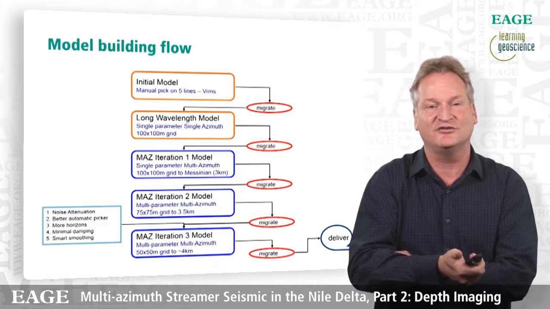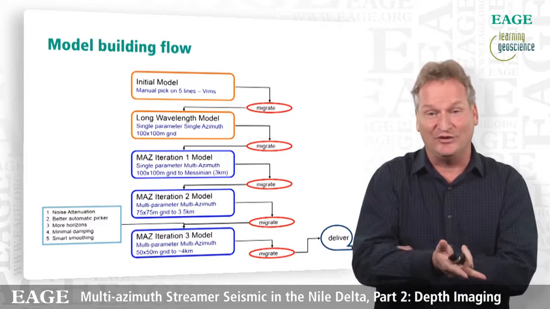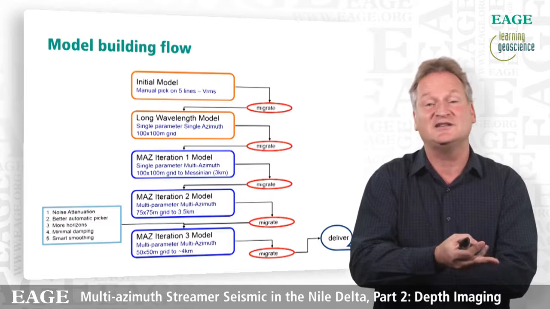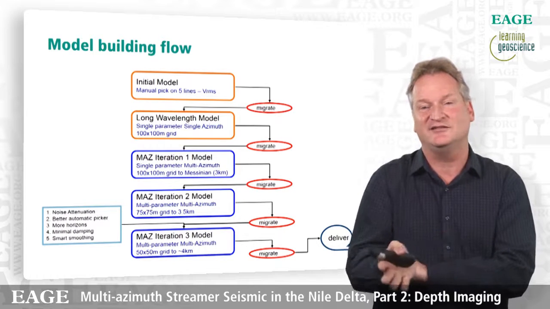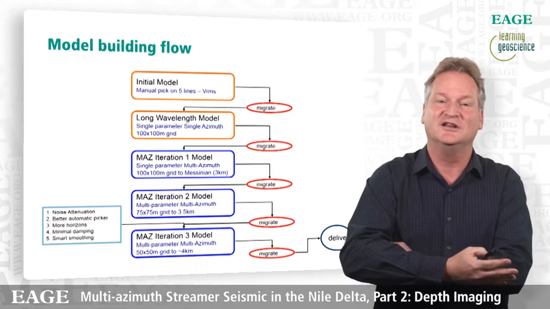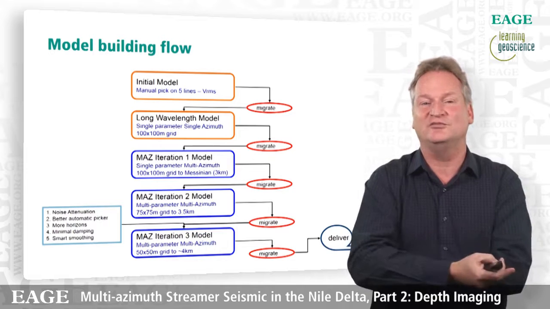So we had harsher noise attenuation, we tried to build better automatic picking, we used more horizons, I'll come to that later, and then we tried to basically let the data speak. So try to damp the system when you run the inversion as little as possible, so that you actually could get the data tell you where the anomalies should be.